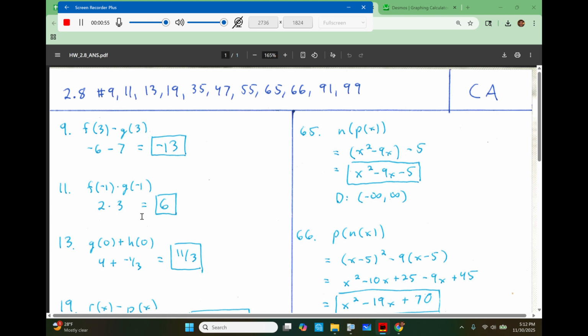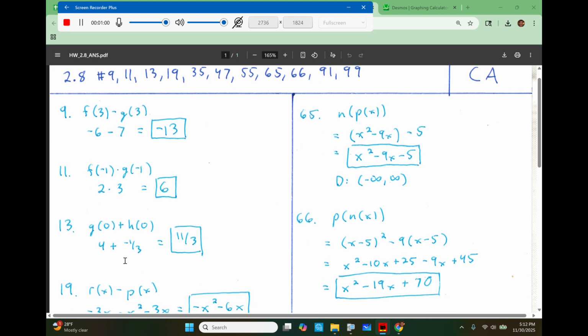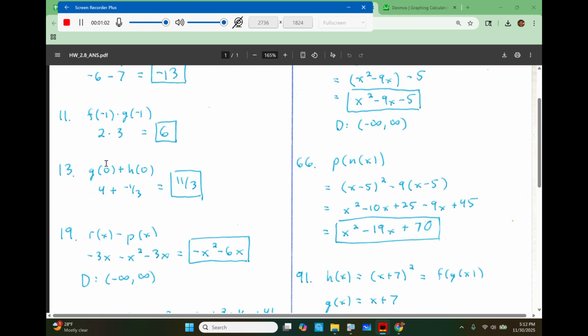Let's go to 13. G plus h of 0. So g plus h of 0 is the same as g of 0 plus h of 0. So if I put 0 into the g function, g's value is 4. If I put 0 into the h function, I would get 1 over negative 3, which is negative 1/3.